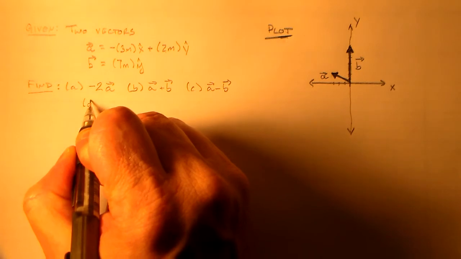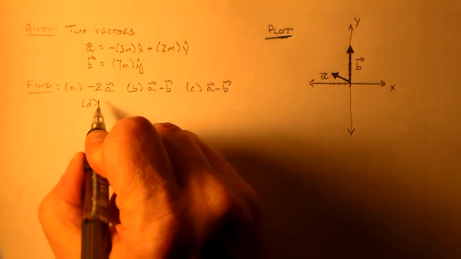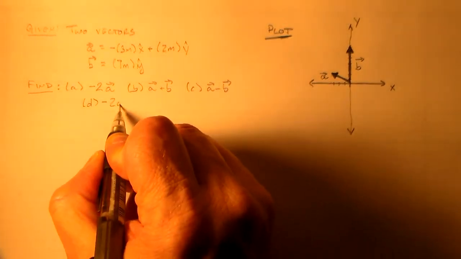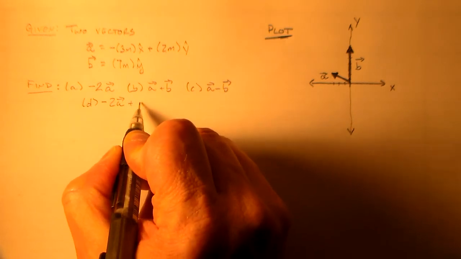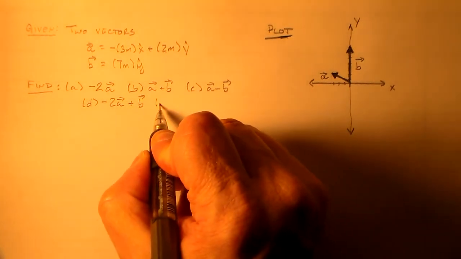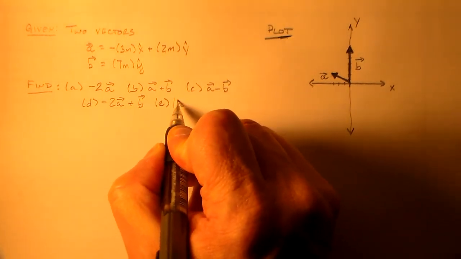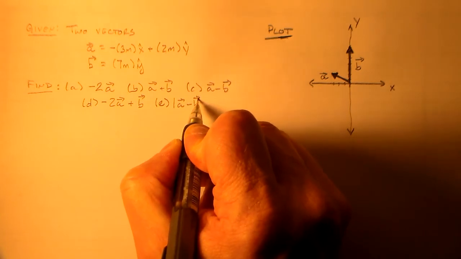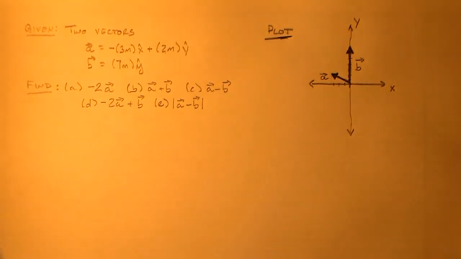After C, we'll usually do D. So D in this case is, let's combine a couple of them. We'll scale one vector and add it to the other. How fun is that? And finally, let's go ahead and find the magnitude of one of these things. All right, so everything there, that's all we need. It's beautiful, we're ready to go. These are nice, simple things. We're not going to have a lot of trouble with them.